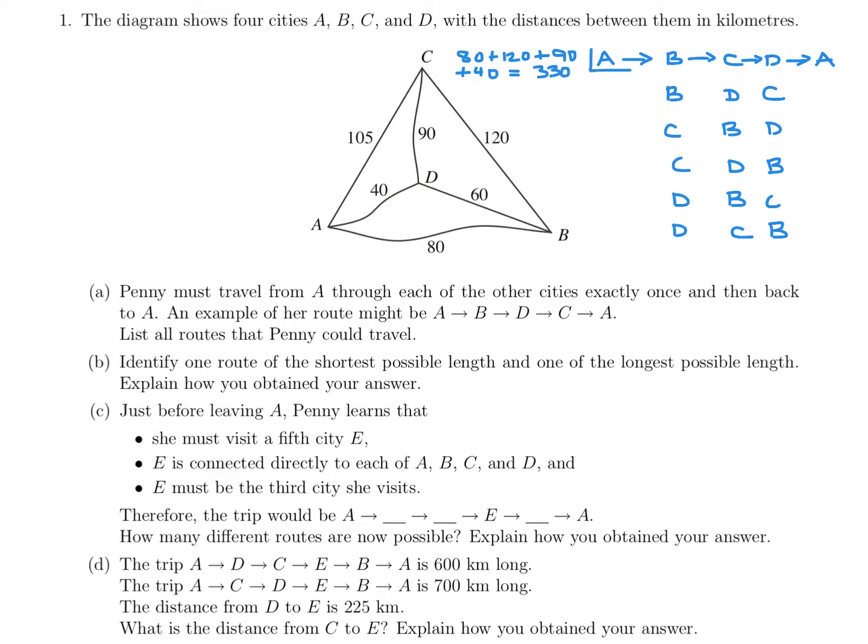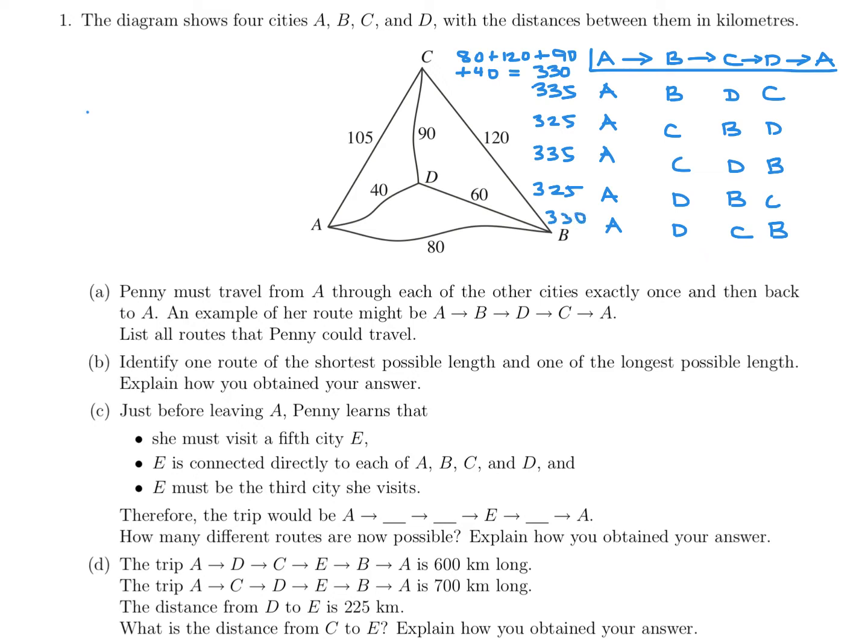This one right here. And similarly, if you do the math for this guy, this is BDC, right? BDC is 335. This one, CBD, is 325. I'll let you do all the math. It's pretty straightforward. CDB is 335. And then DBC is 325. And DCB is 330.